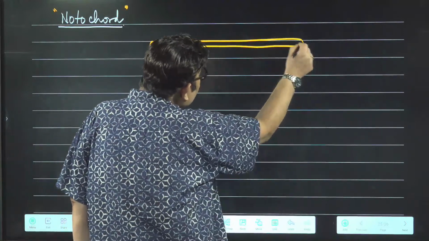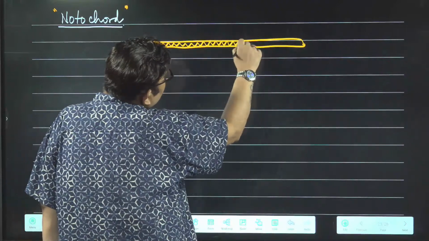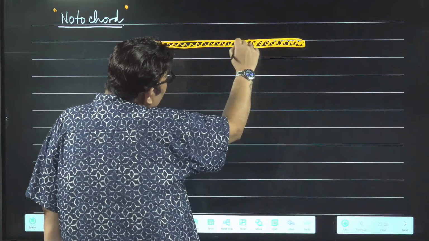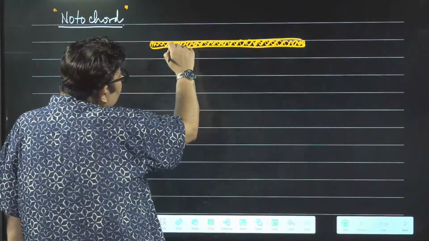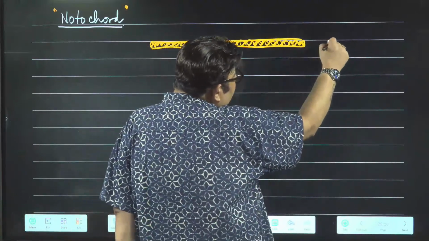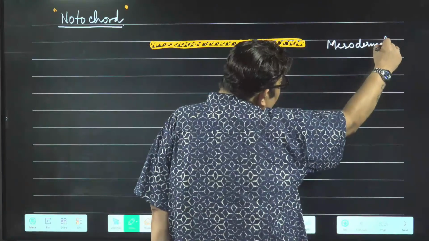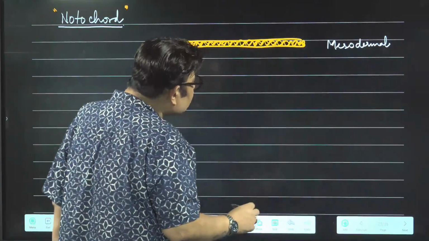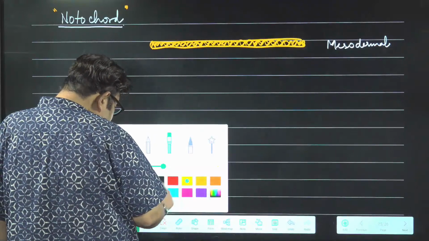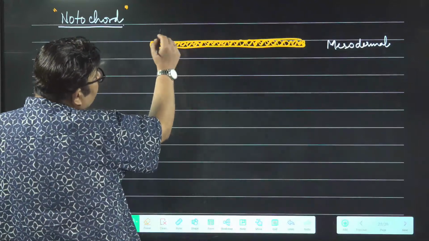It is made up of connective tissue. You know that connective tissue also helps in providing support. It is not only connection, but also support. Therefore, this is mesodermal in origin. And its function is to provide support to the nerve cord.